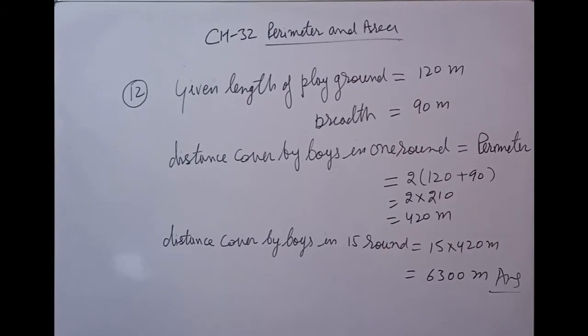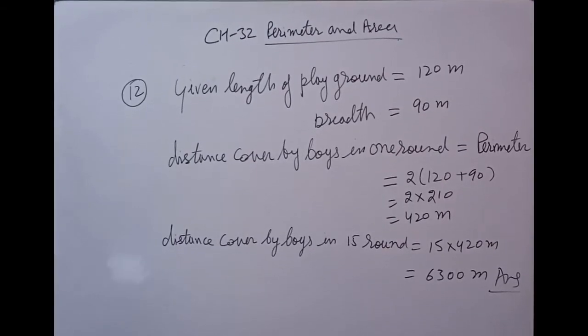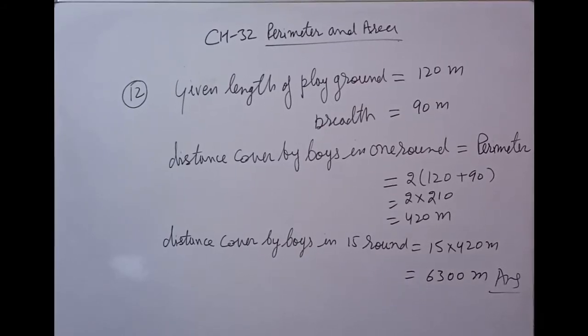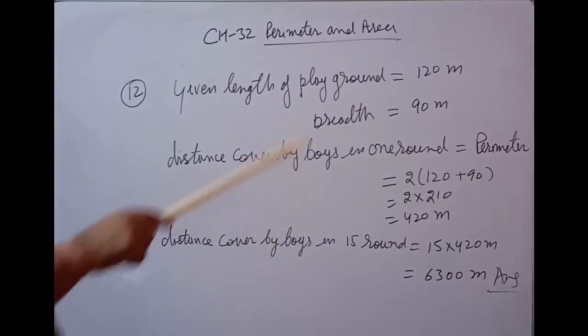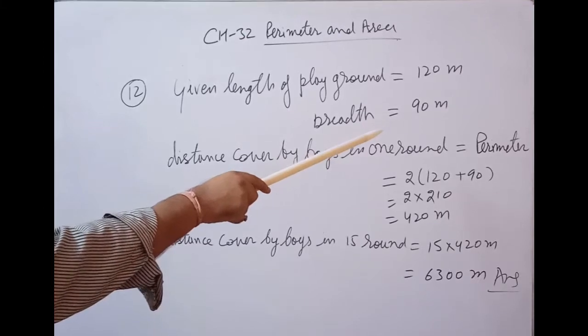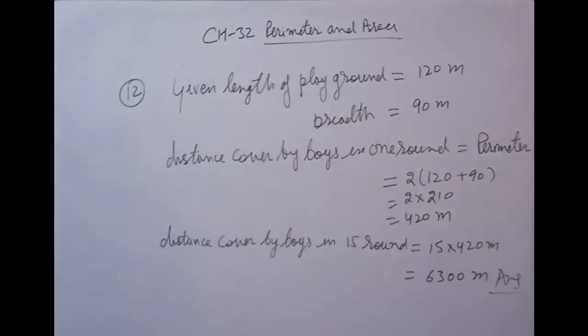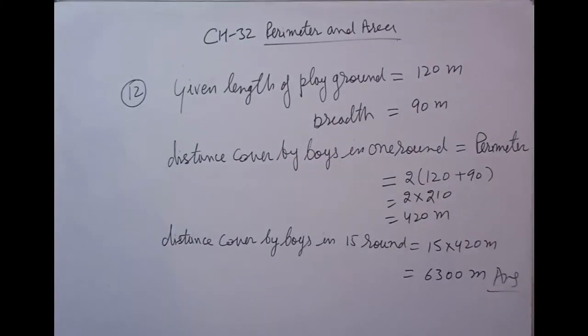Children, I am taking question number 12, in which a school playground is rectangular in shape with length 120 meters and breadth 90 meters. Some school boys run along the boundary of the playground and make 15 complete rounds in 45 minutes. How much distance did they run during this period?